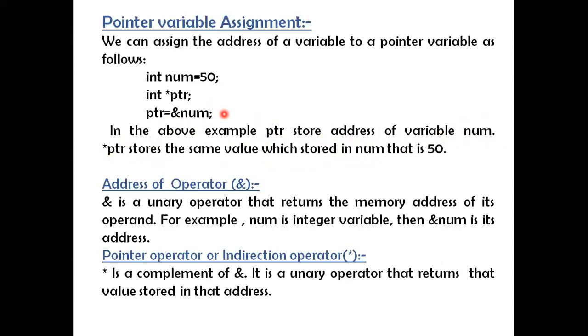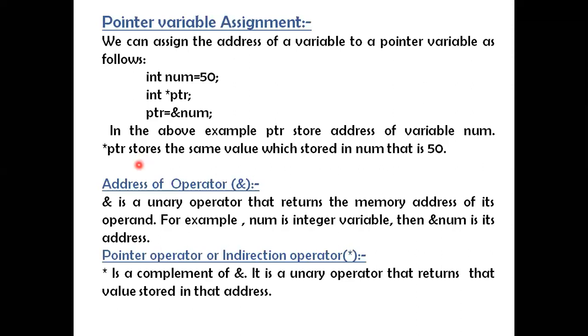Star is used to declare a pointer variable. Ampersand is used to access the address of the variable. See here in the second sentence, star ptr stores the same value which is stored in num, that is 50. That means star ptr indicates we are trying to access the value of the variable. If I'm using the ampersand operator, I'm trying to access the address of that variable. You need to remember, star means trying to access the value, and ampersand means trying to access the address.